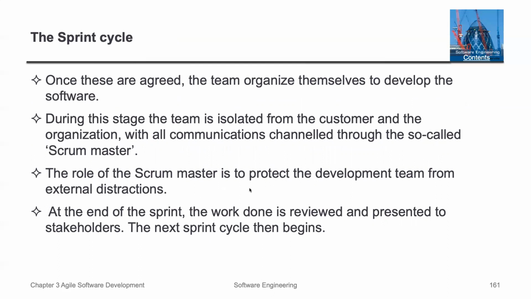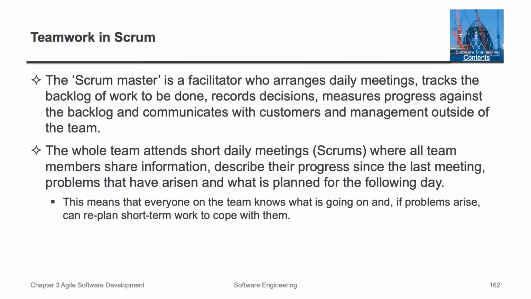The role of the Scrum Master is to protect the development team from external distractions. At the end of the sprint, the work done is reviewed and presented to the stakeholders. The next sprint cycle then begins, and then you go back to the start of the process.